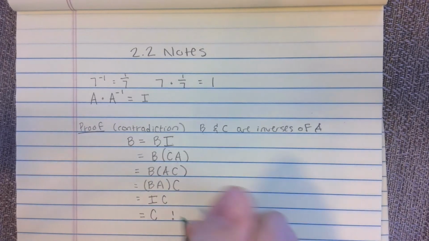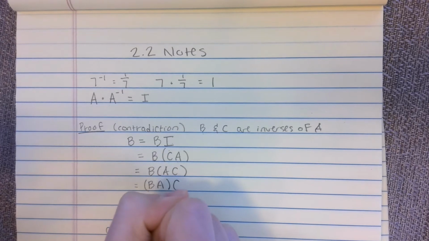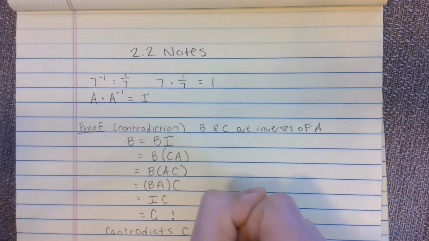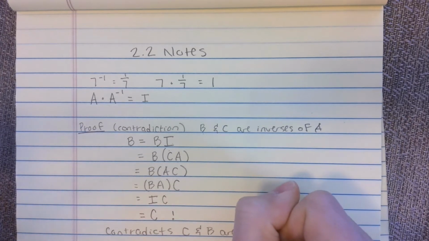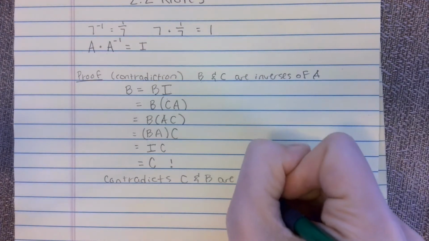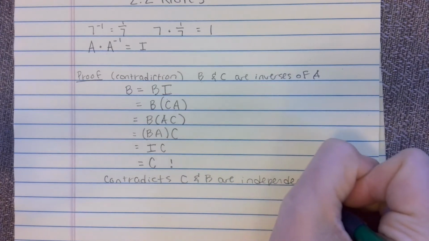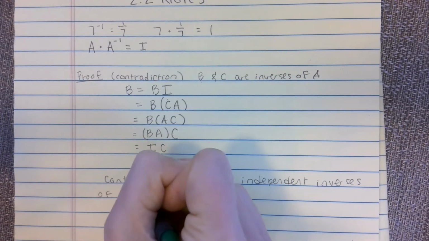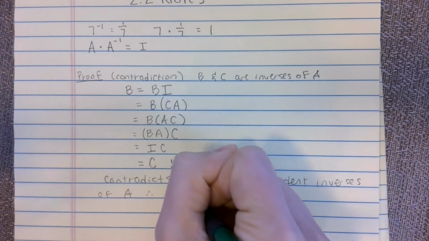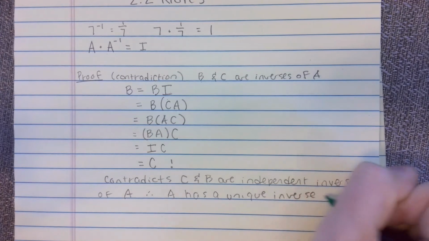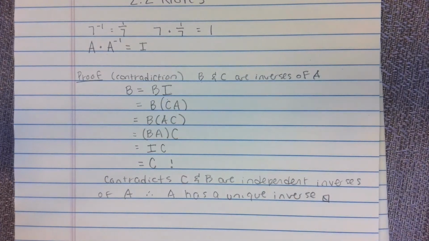Okay, this contradicts that C and B are, what's the word I'm looking for? Independent, I guess. Independent inverses of A. Therefore, A has a unique inverse. QED.